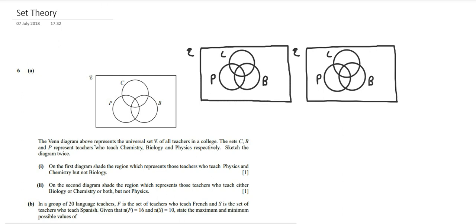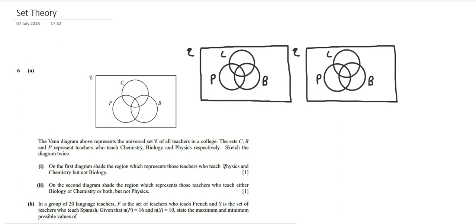Okay, the Venn diagram above represents the universal set E of all teachers in a college. The sets C, B, and P represent teachers who teach chemistry, biology, and physics respectively. Now it asks us to sketch the diagram twice, and I've gone ahead and done that for you guys. On the first diagram, shade the region which represents those teachers who teach physics and chemistry but not biology.